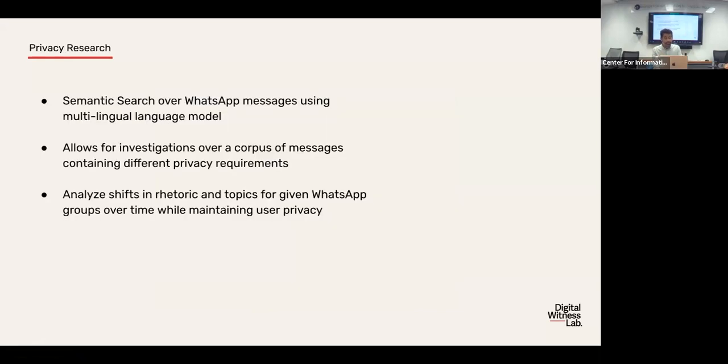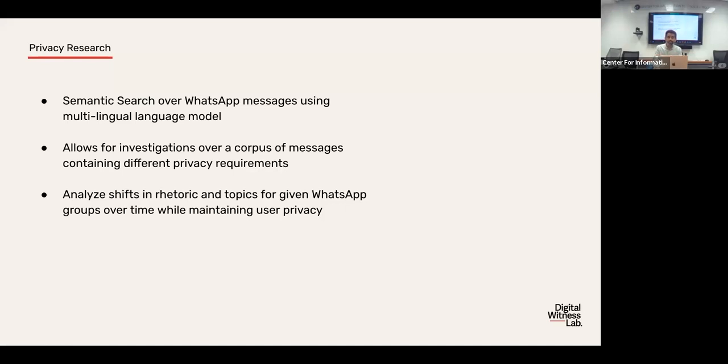So that's the engineering and the privacy research. The way we're thinking about how we get around the issue of collecting data from private groups, where there isn't really a reasonable expectation that the information is not private, is ongoing research. We are not sure how far we're going to get and how successful this is going to be.